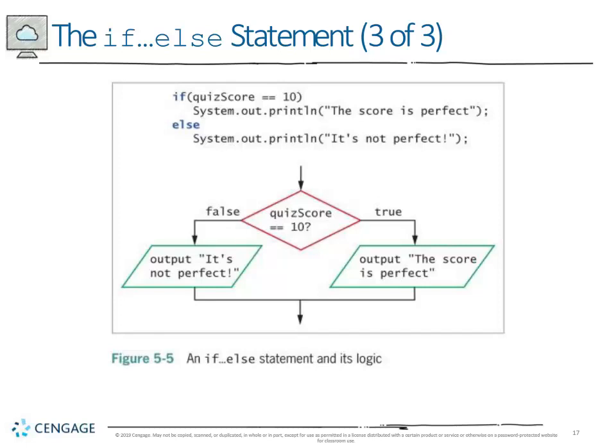We can use the else statement with the if statement to execute a block of code when the condition is false. In this example, if quiz score equal 10 is true, we will print out "the score is perfect". If it is false, so else, we print out "it's not perfect". To execute more than one statement, remember to use a pair of curly braces to place those statements within a block, and any variable declared within a block is local to that block.